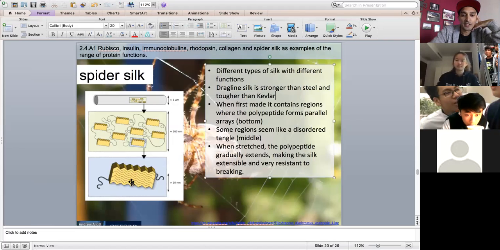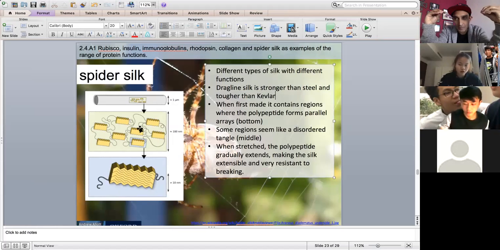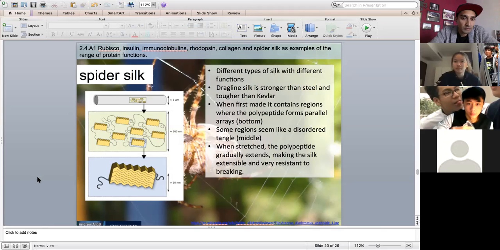You can see the arrangement is different. It's very stacked on top of each other in the polypeptide chains. But some of it is disordered and can come together when it gets pulled, which is why it has that strength and ability to stretch and extend. But yeah, that's another example of a protein.